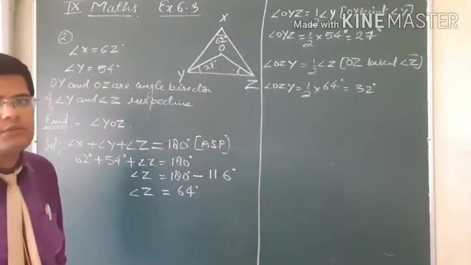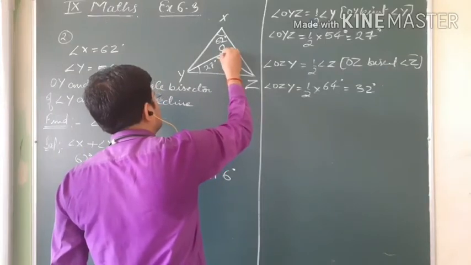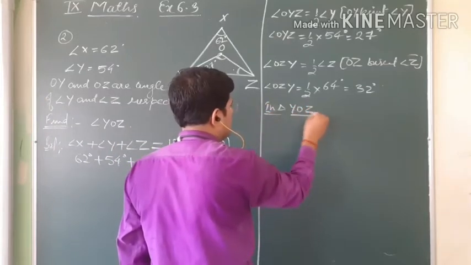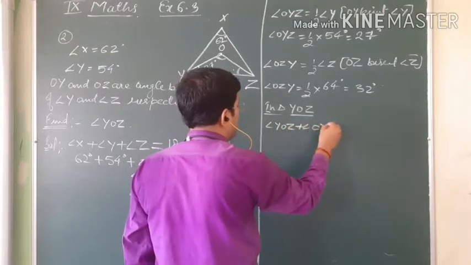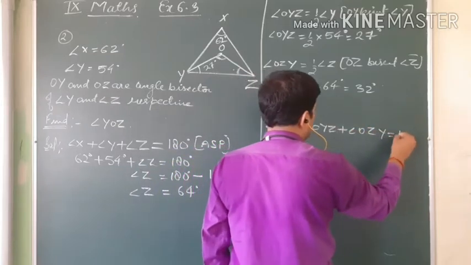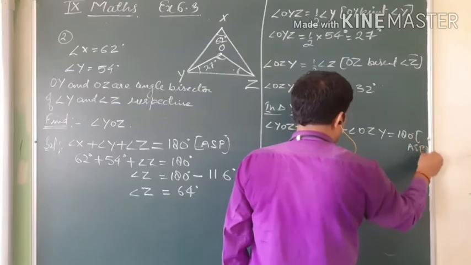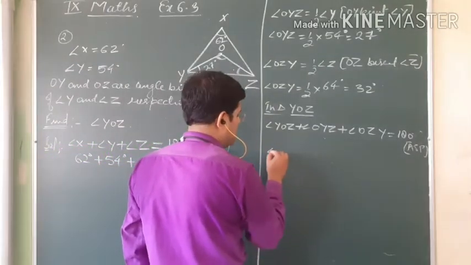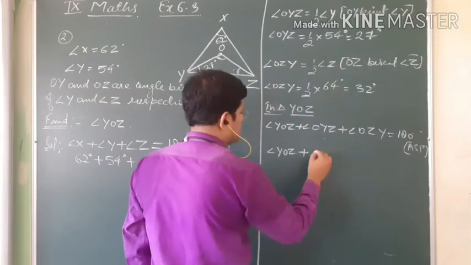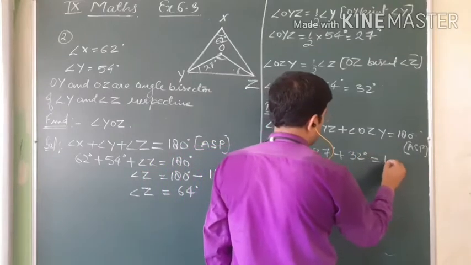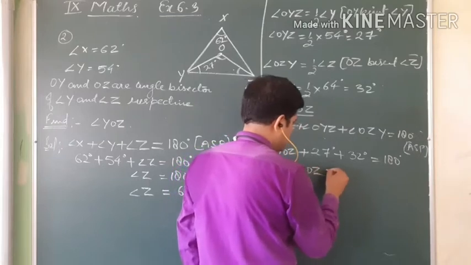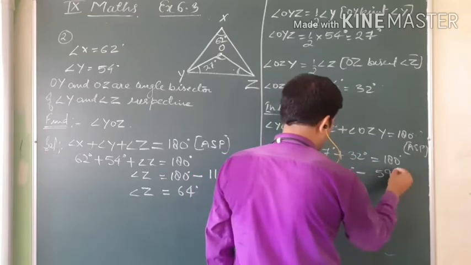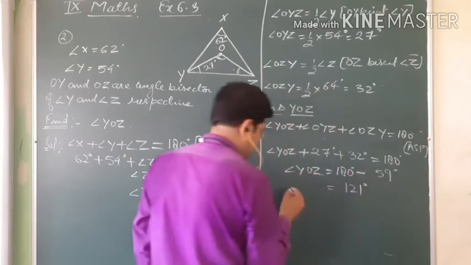Now after finding these two, we have to apply the angle sum property in triangle YOZ. In triangle YOZ, angle YOZ plus angle OYZ plus angle OZY make together 180, by the angle sum property. Here I am writing the reason. Now put the values we have known. Firstly we have to find YOZ. This is 27 and this is 32, makes together 180. So angle YOZ is equal to 180 minus 59. So here it is 121. It is angle YOZ.